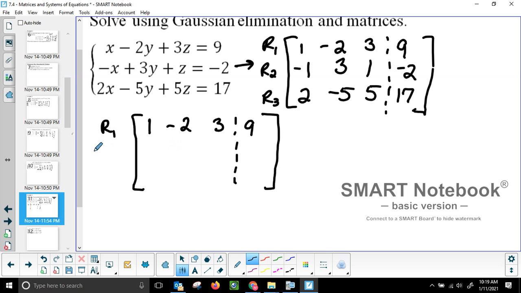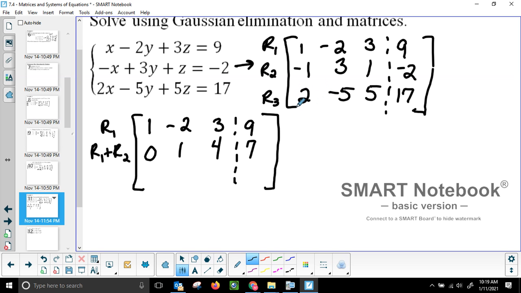So here, we can easily just say row 1 plus row 2. So 1 plus negative 1 gives us the 0 that we want. Negative 2 plus 3, luckily, gives us the 1 that we want. 3 plus 1 is 4. 9 plus negative 2 is 7.